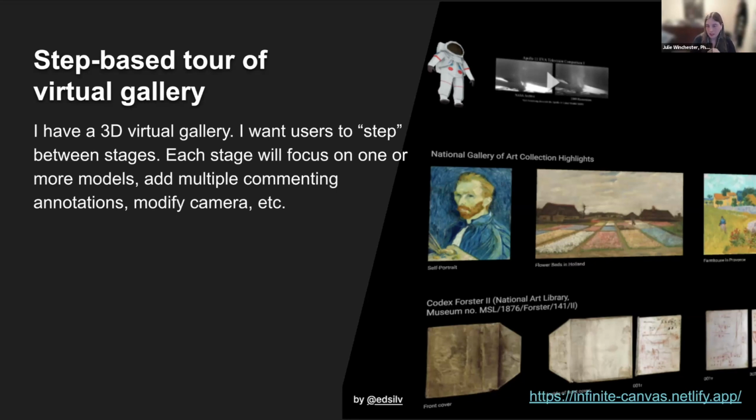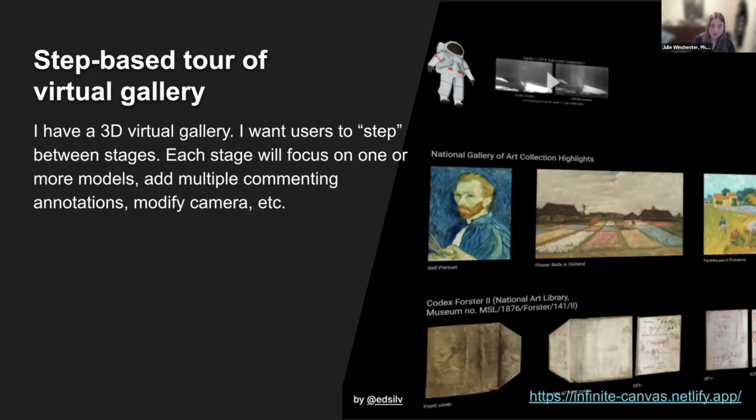It could look like Infinite Canvas. I could have recreated a building, but I want to show users different paintings. And so I want users to step between stages. Each stage is going to move the camera to look at one or more models or painting images. Maybe for each painting, I want to turn on multiple commenting annotations that weren't there previously. Maybe I want to change the lighting, etc., things like that.